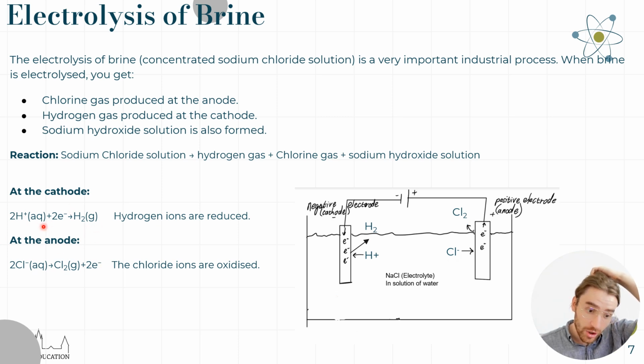Notice that even the half equations have to be balanced. So if we're going to have hydrogen gas forming, it has to be H2, it's a diatomic molecule. Same thing with the chlorine. And if at the cathode we have reduction happening, that means it is gaining electrons to become neutral. Whereas at the anode, oxidation is happening, oxidation is loss, and therefore chloride is going to lose its 2 electrons. Notice that it's 2 because there are 2 chlorines. And then that's going to form chlorine gas.